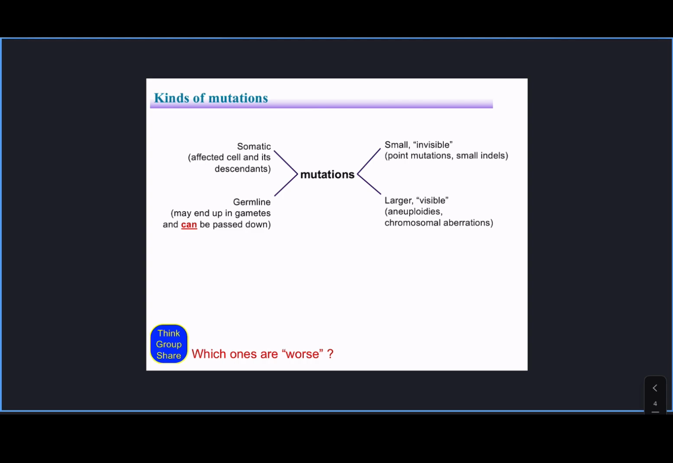So, there's many ways to classify mutations because there's many different kinds of mutations. Two very common classifications are shown here on this slide. On the left, we are dividing mutations between somatic, those are mutations, genetic changes in DNA sequence that happen in somatic cells and their descendants, or germline. Those are mutations that happen in gametes, the germ cells and gametes produced by an organism.